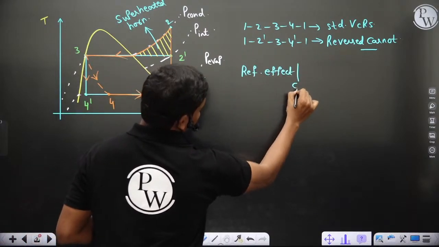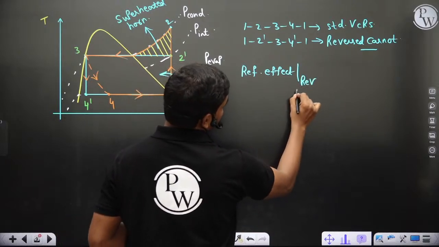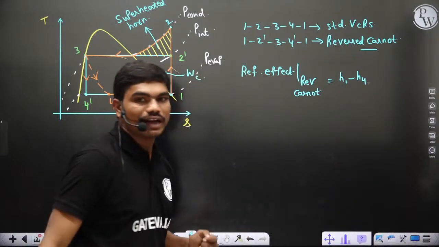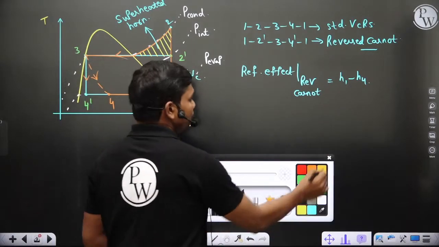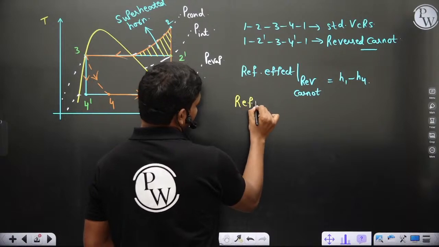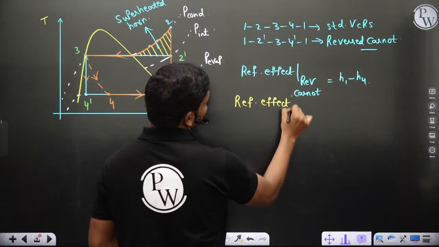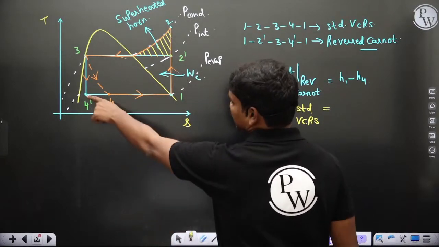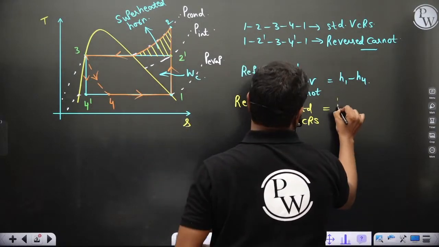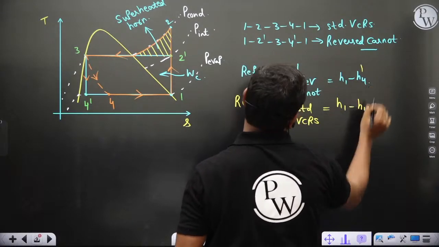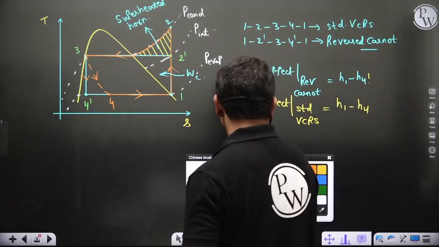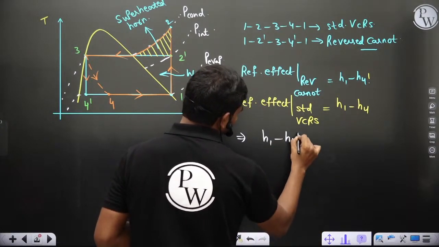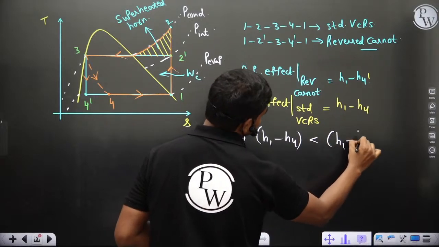in case of reversed Carnot, which could have been H1 minus H4, correct? So this would have been H1 minus H4 dash, but because of this conversion, the refrigeration effect in case of standard VCRS, what's going to be the value? Actually it is H1 minus H4, that's it. Now clearly you can understand one thing from this diagram. H1 minus H4 will be less as compared to H1 minus H4 dash.